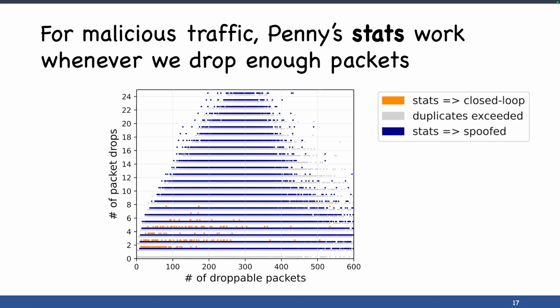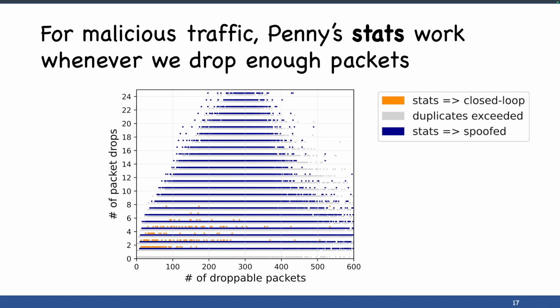The worst case scenario is an attacker duplicating packets just below our 15% threshold. Therefore, we run experiments with traffic patterns that randomly duplicate up to 14.9% of packets. The plot is similar to the previous one, except that there are blue points representing cases where Penny's model reached a decision that traffic is spoofed, and grey points meaning that the threshold of maximum duplicates was exceeded. As we can see, in the vast majority of cases, our statistical model concludes that traffic is spoofed, or duplicates exceeded.